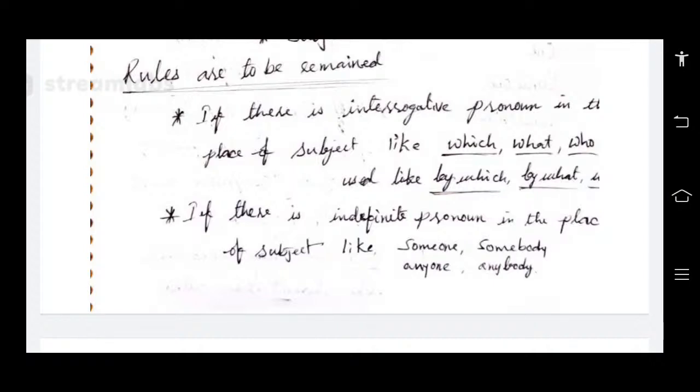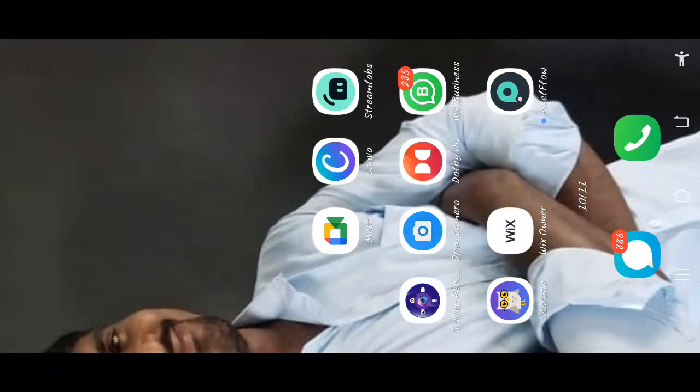So rule number 1, look at this. If there is an interrogative pronoun in the place of the subject, like which, what, who, we have to change them: by which, by what, and who has to be used as whom. Right, did you understand this? Are you all getting my point?